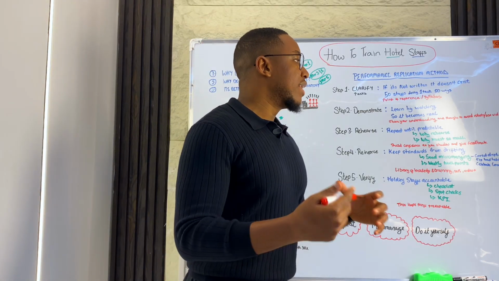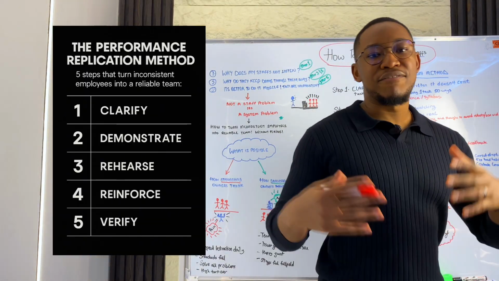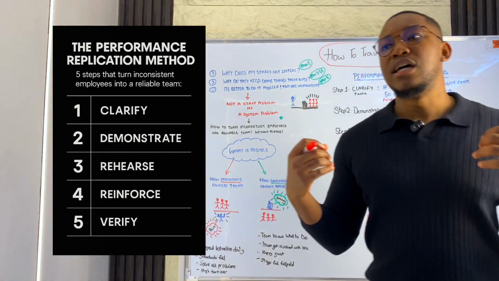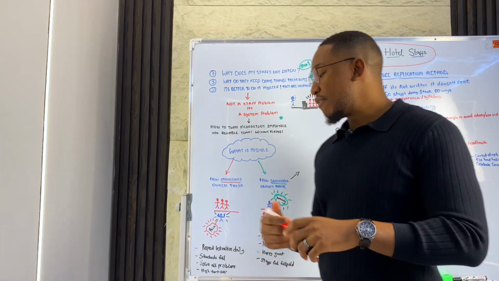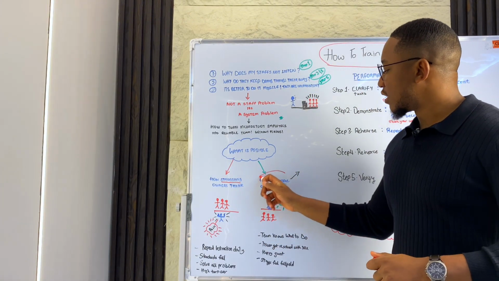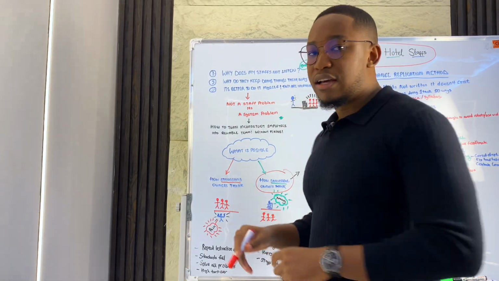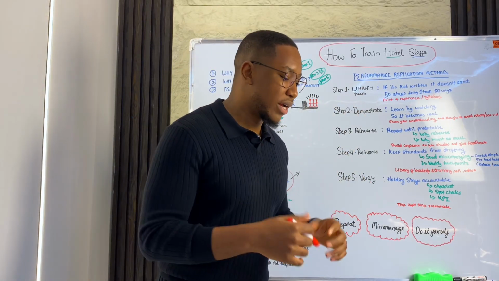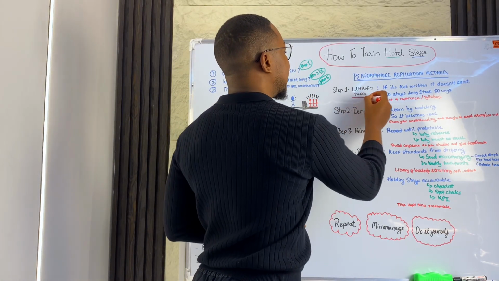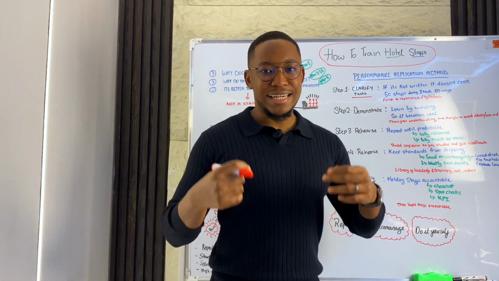Now, that leads us to the Performance Replication Method. This is a 5-step framework that you have to have for you to train successful staff. And for you to be like the successful owner, you have to think in this framework. There are 5 steps. What is the first thing you need to get right? You need to clarify tasks. What does this mean? If it's not written, it doesn't exist.